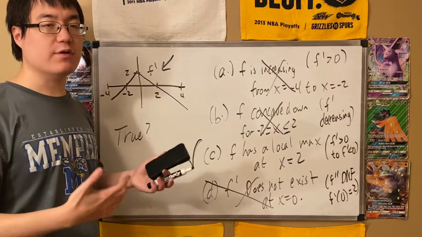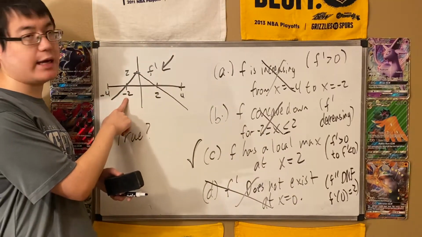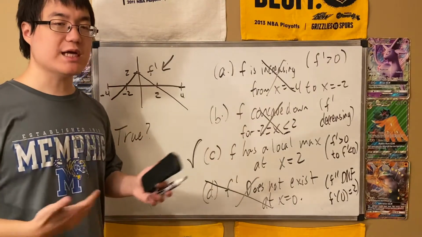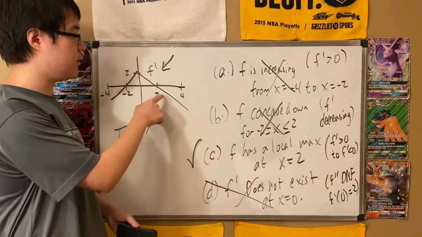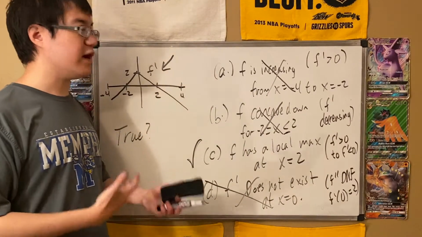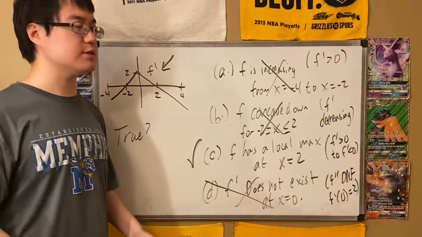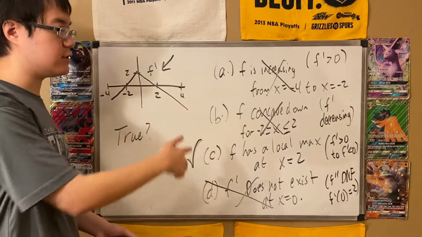Where does f have a local min? A local min is where f prime goes from negative to positive. That's at x equals -2. Where does f have a local max? That's where f prime goes from positive to negative, at x equals 2. Finally, where does f have an inflection point? That's where f prime goes from increasing to decreasing or decreasing to increasing. That's at 0, increasing to decreasing.